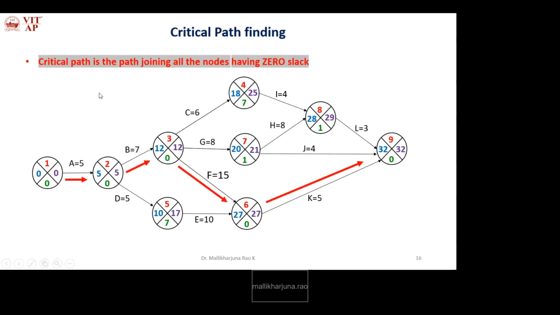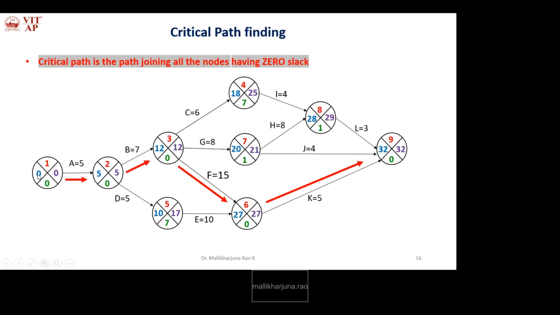How to find the critical path? The critical path is the path joining all the nodes having zero slack. So we need to identify which events have zero slack. One has zero, two has zero, three has zero, six has zero, nine has zero. So join all these nodes. This is what is called the critical path.